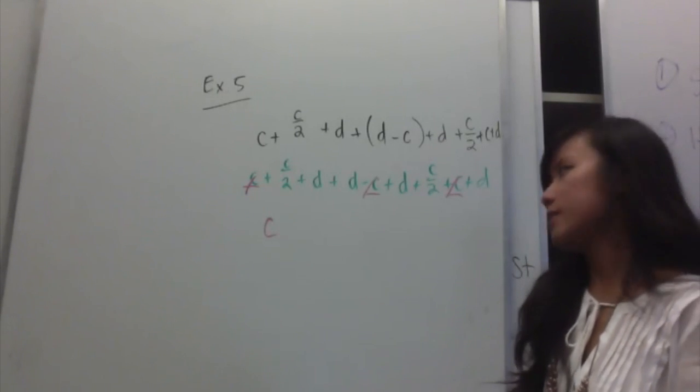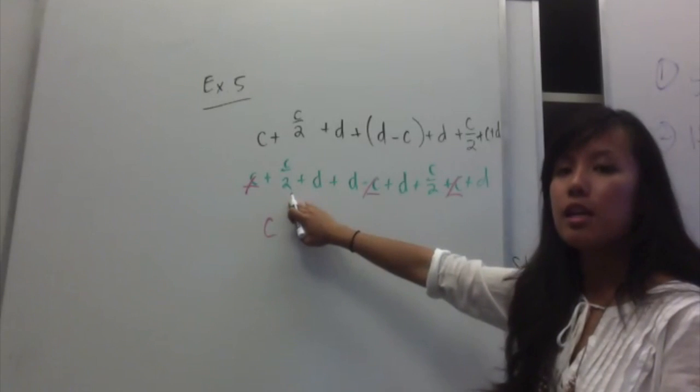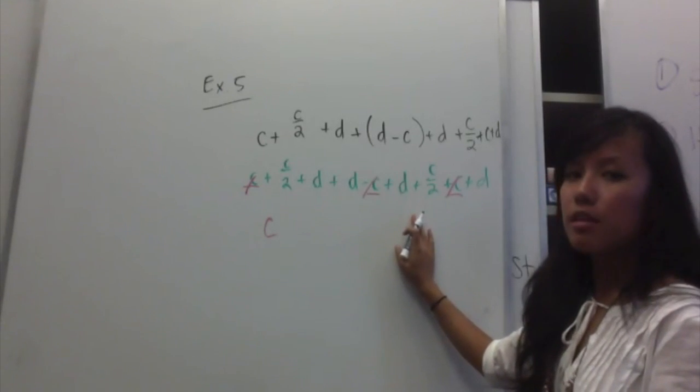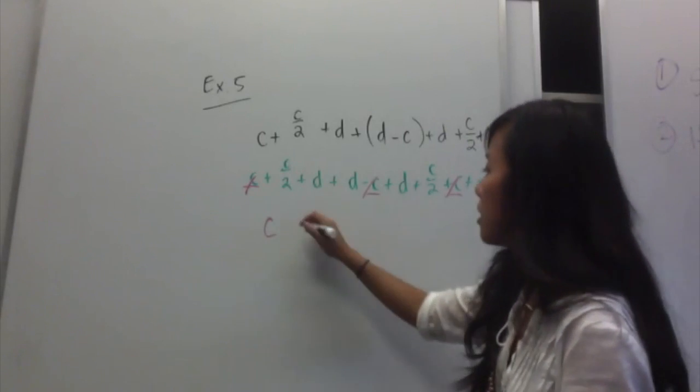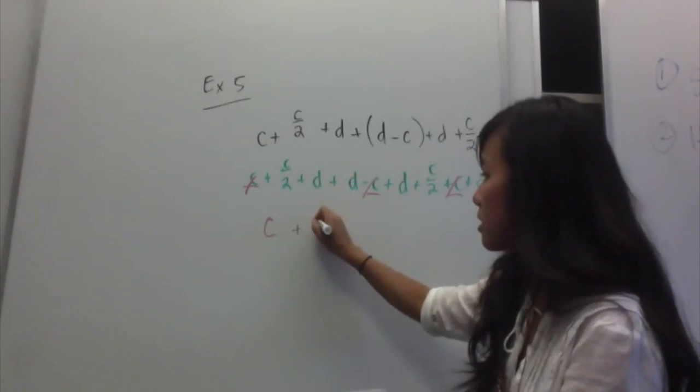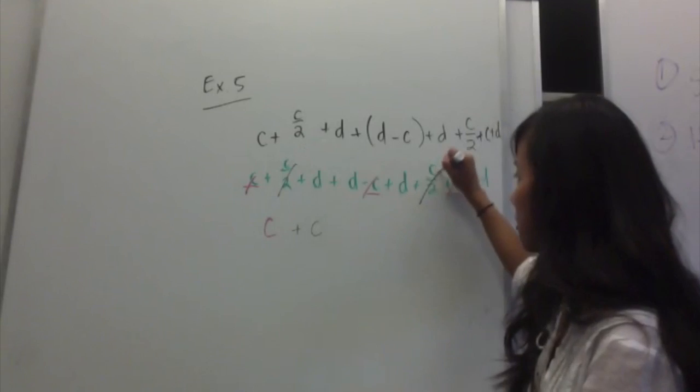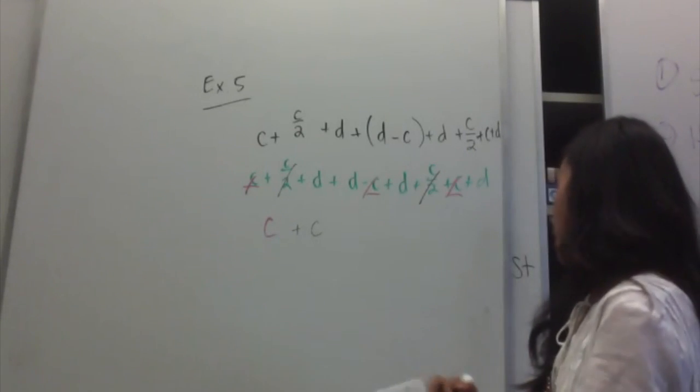It's kind of the same thing as saying 1/2 of C plus 1/2 of C. Hopefully you know that just equals 1C. Okay? So we're going to have plus C. So I'm going to cross that out. And now we just have the D.